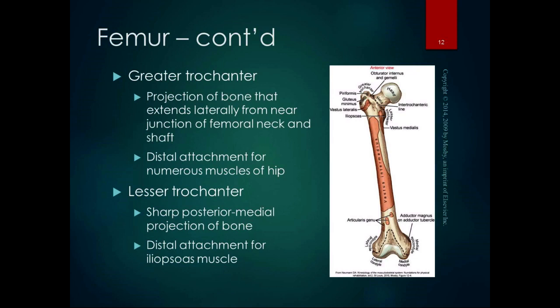The lesser trochanter is a sharp posterior medial projection of bone on the other side, on the medial side of the femur, that's a distal attachment for the iliopsoas muscle. So a big important muscle, iliopsoas, is one of our major hip flexors, and it has that big important attachment on the lesser trochanter.